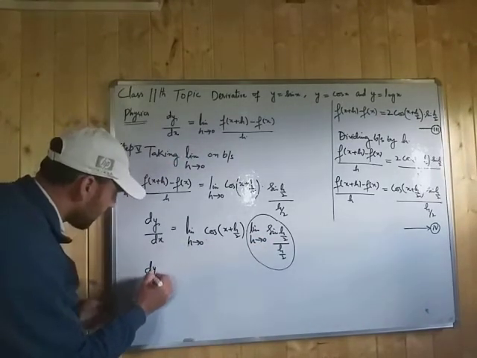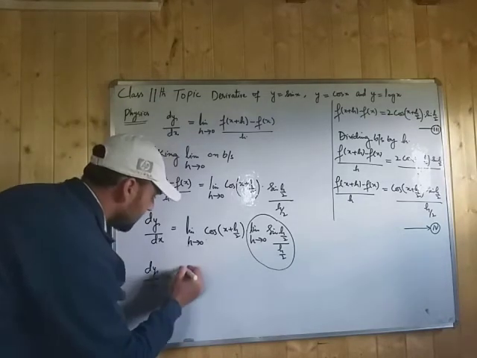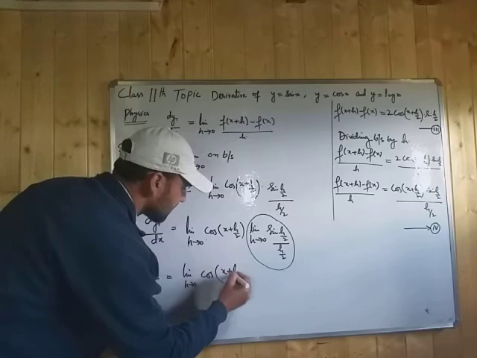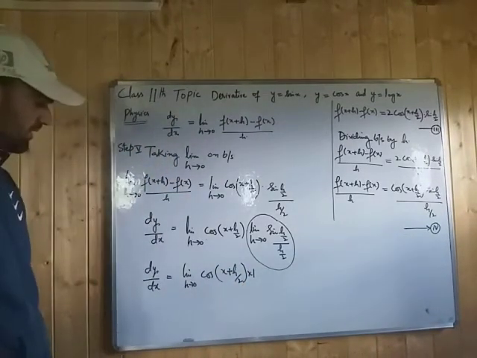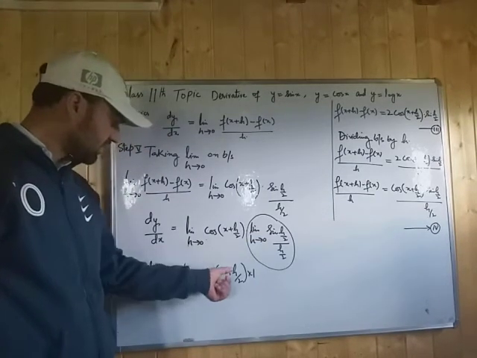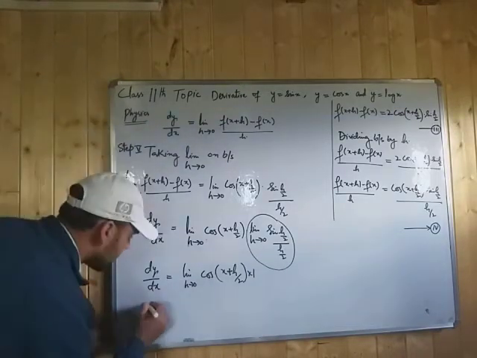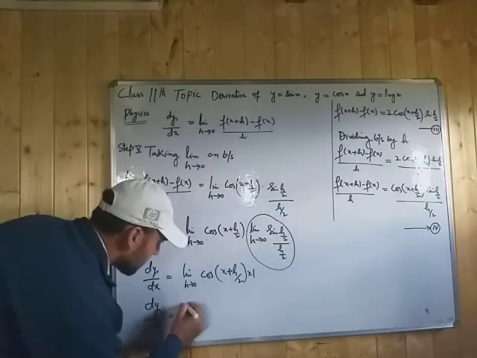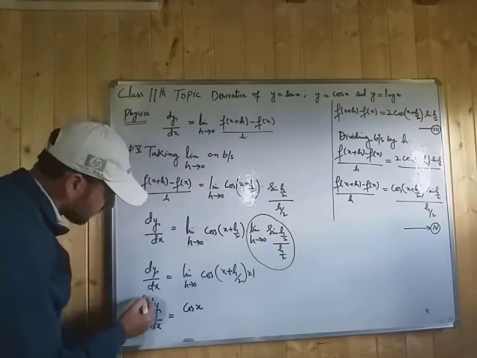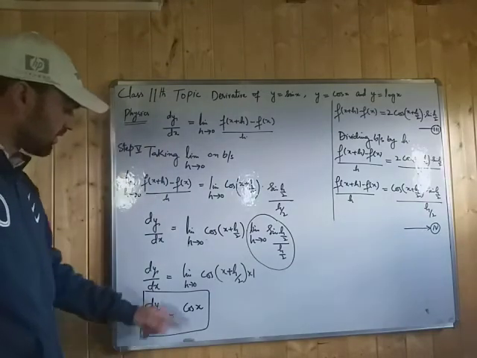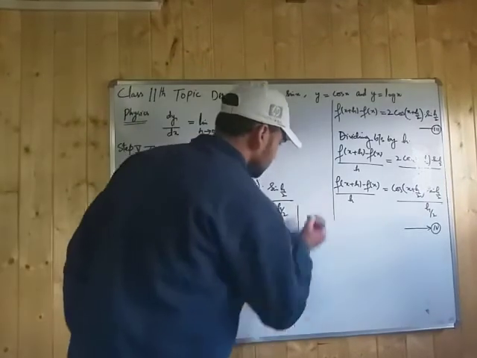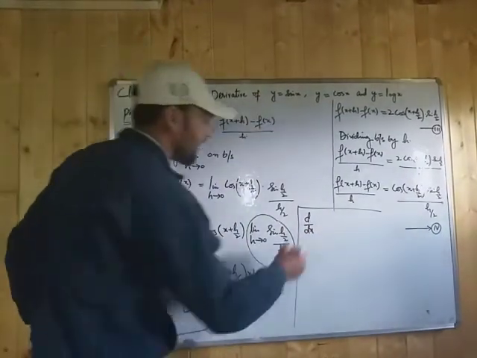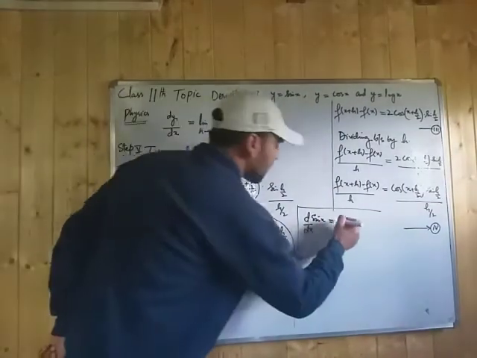So dy divided by dx is equal to the limit as h approaches 0 of cos of x plus h divided by 2, into 1. Now when we apply h equal to 0, this term becomes 0 and this will be cos of x. So this is the derivative of sine of x, equal to cos of x. This is d by dx of y, and y was sine of x, that is equal to cos of x.